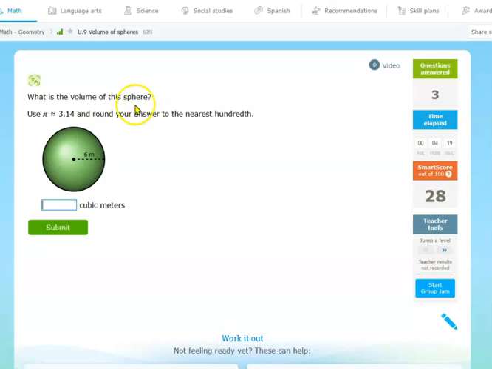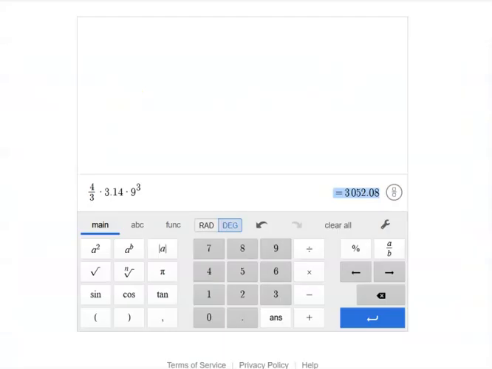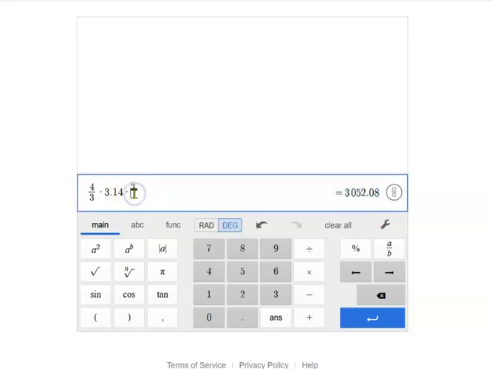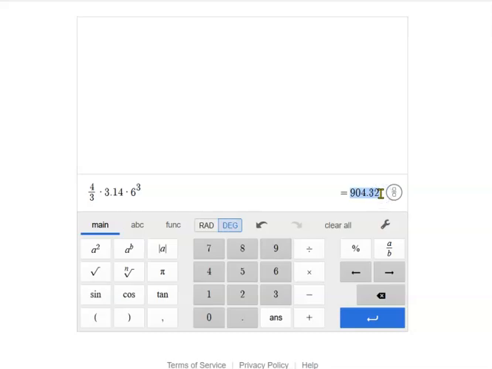Okay, another sphere problem, and they are asking us to find the volume. So this time the radius is 6. Let's go change our radius to 6. Answer is 904.32.